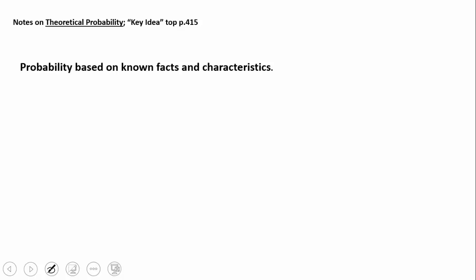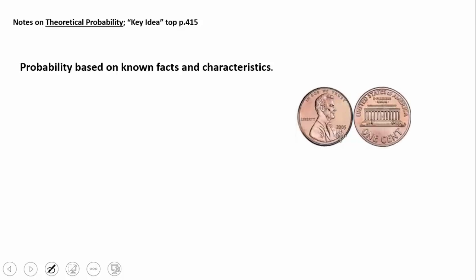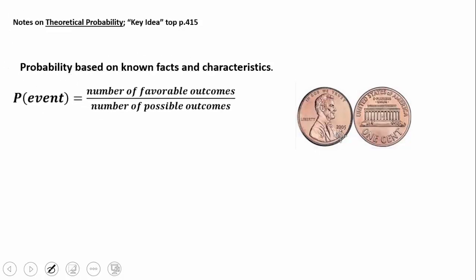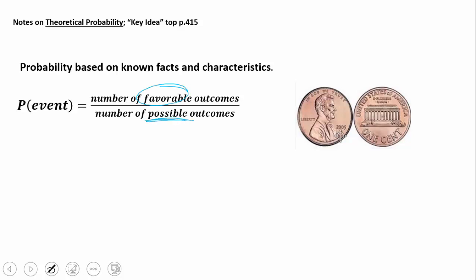Theoretical probability is probability that's based on known facts and characteristics. In other words, if I have a coin, like they toss a coin at the Super Bowl to see who gets to choose whether they want the ball or not, it has known facts or characteristics. So the probability of getting a result is known, because probability is favorable over possible. If you look at a coin, there are only two possible results, heads or tails. So if you say you want tails, you're going to say 1 out of 2, a 50-50 chance, known characteristics.